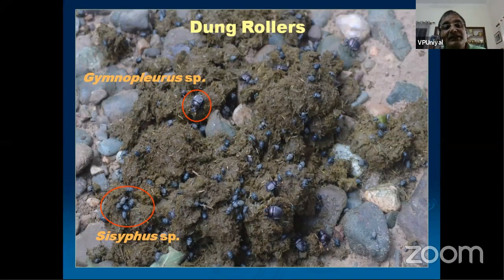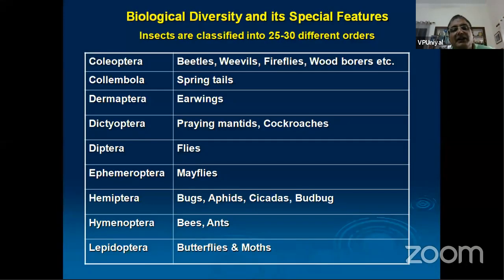So dung beetles are important, but our information and interest in this particular ecological behavior is very, very limited. The majority of people visit and observe that it is dung, but they don't understand how the dung beetle is important for ecosystem health. Is it clear? Yeah. Some of the biological diversity with specific features of insects: Coleoptera, beetles, weevils, springtails; Diptera, flies; and some other kinds of things also.